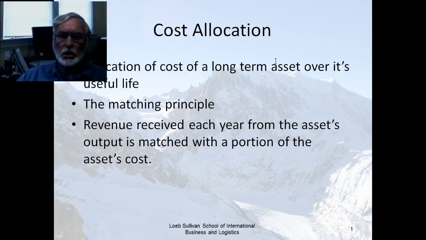So cost allocation is something we do with long-term assets, assets that have a life of more than 1 year, so they span multiple periods of the income statement and the balance sheet. And therefore, we need to allocate the cost over their long-term life. And we do that by matching those costs to the output or the revenue generation of those assets. So that's what we call cost allocation.